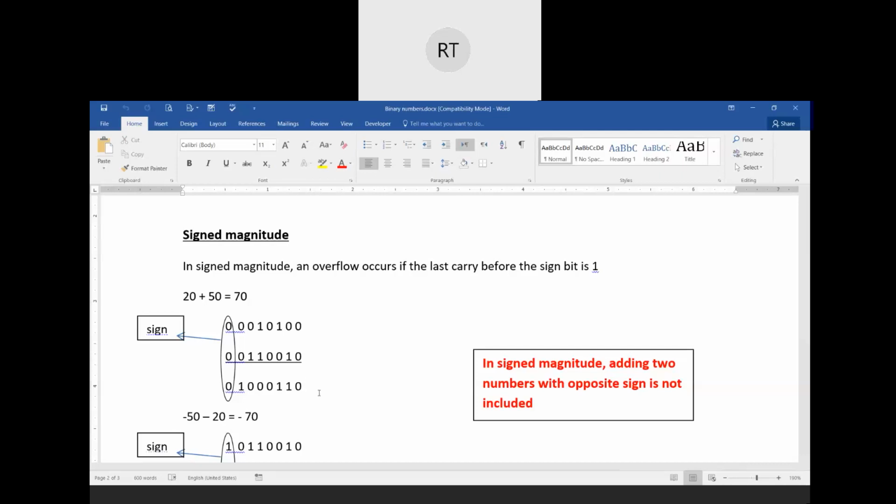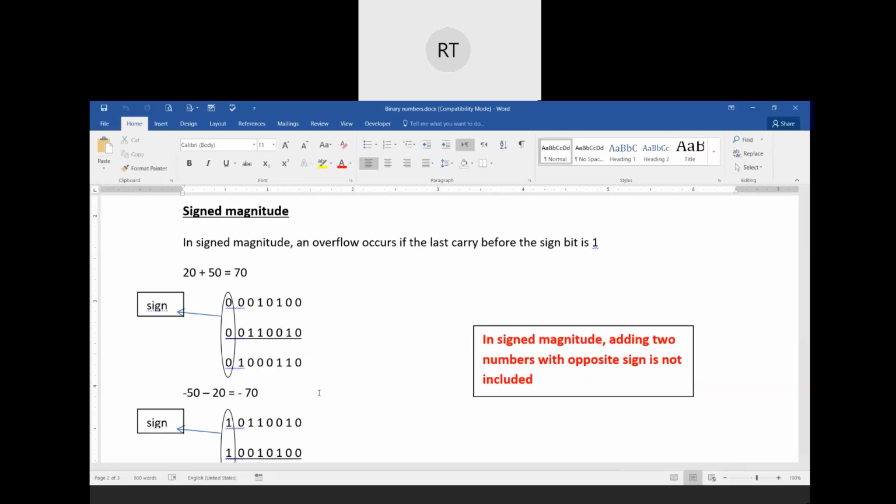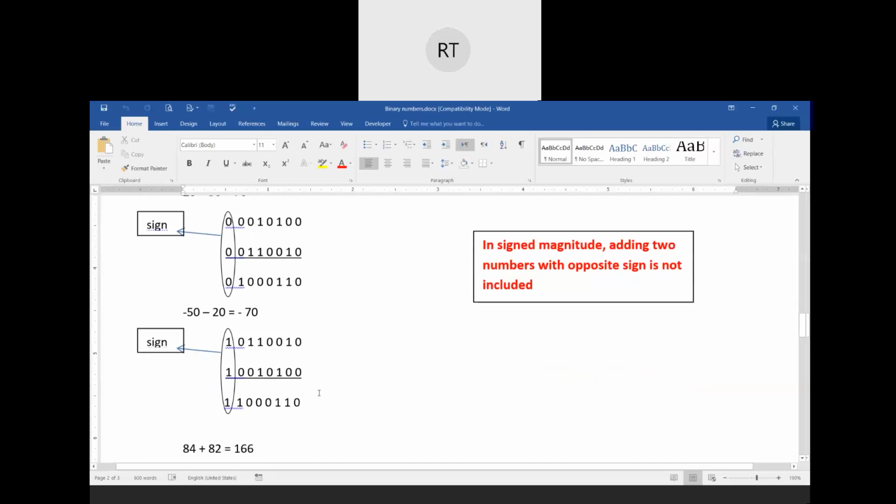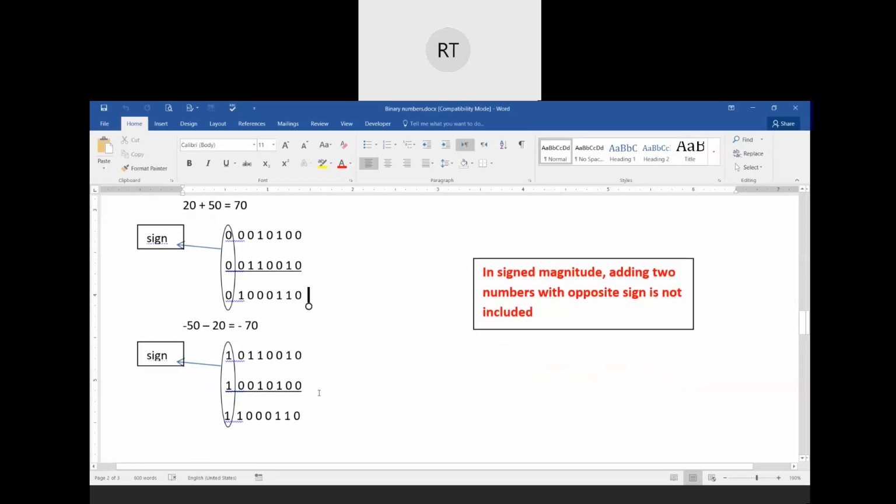The number, the total is 70. So it still can fit in 7 bits. This is the idea. We move to minus 20, minus 50, minus 20. Yes, what are we doing here? I am adding two negative numbers.